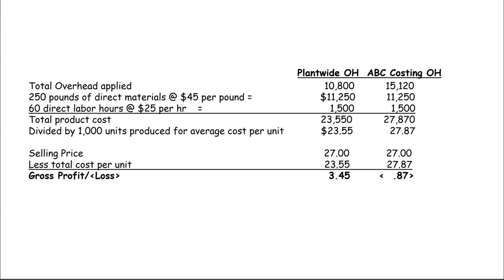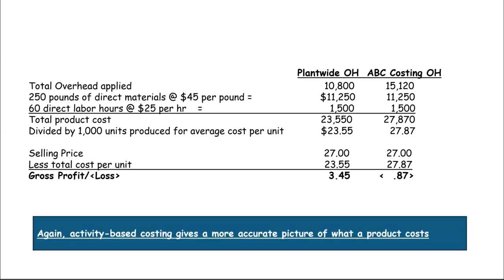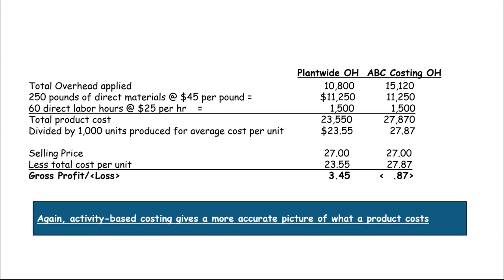And if you notice with this, if we used the plant-wide overhead rate, we're actually losing money on our product. I mean, because we think we're making a profit of $345, but if we use ABC costing, we're actually losing money. So again, activity-based costing, if you have a different usage of the different activities based on the product produced, then activity-based costing is going to be your best choice. But again, it's not easy to do.